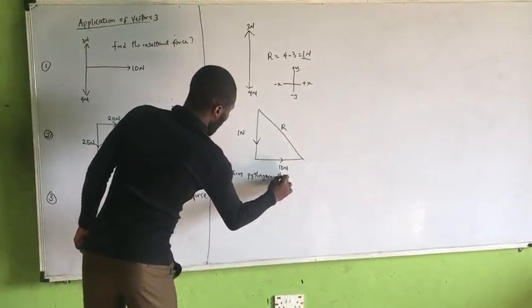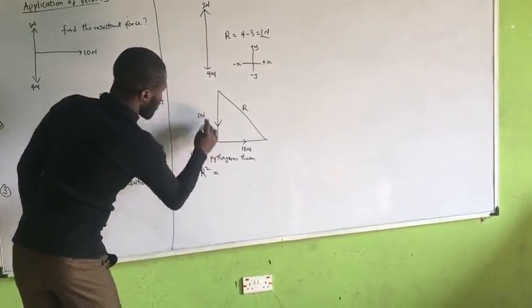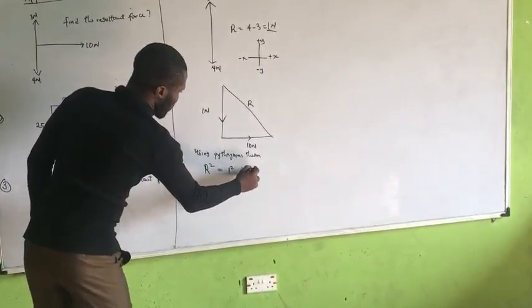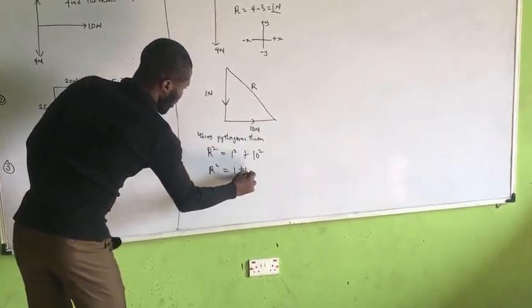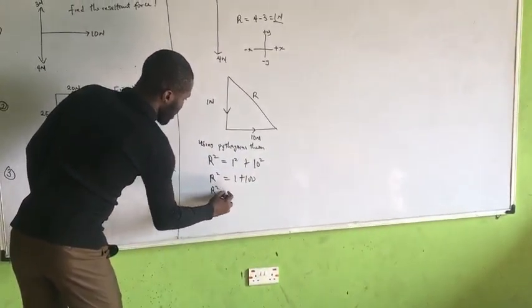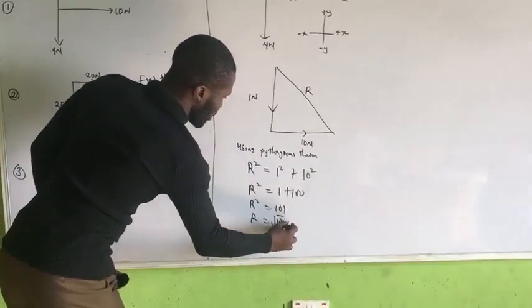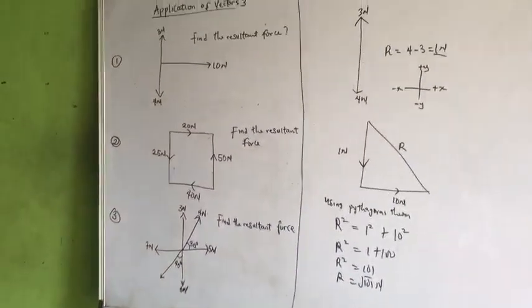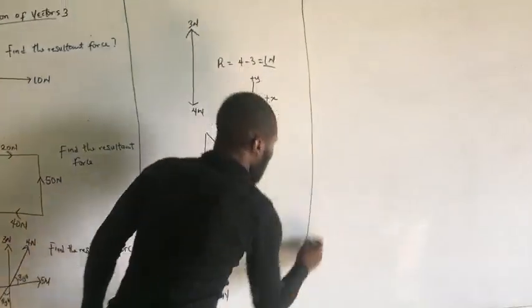Pythagoras theorem, which is hypotenuse square, which is r square, equals opposite square, which is 1 square, plus adjacent square, which is 10 square. So r square is 1 plus 100, and r square is 101, and r will be square root of 101 Newton. So that's how we are going to do number 1. And now let's move to number 2. How are we going to do number 2?